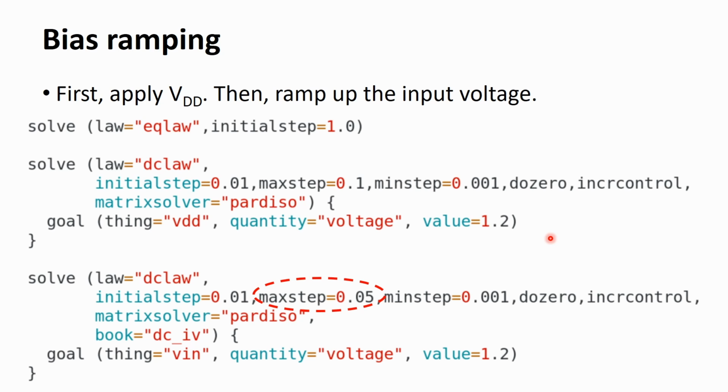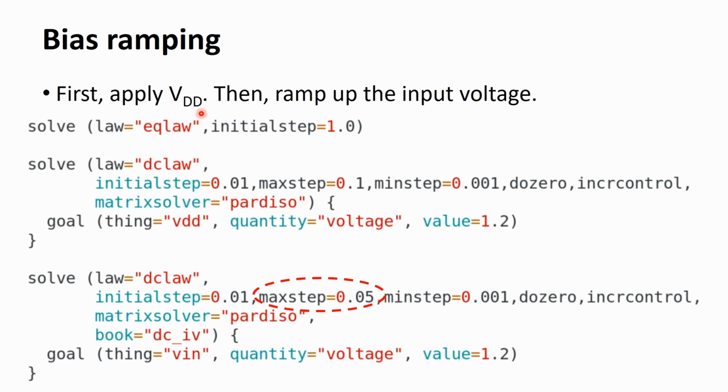Now we have a CMOS inverter and physical models and equations. Let's simulate it. First, apply VDD. Then your input voltage is still 0 and your output voltage is VDD because the NMOSFET is turned off and the PMOSFET is turned on.